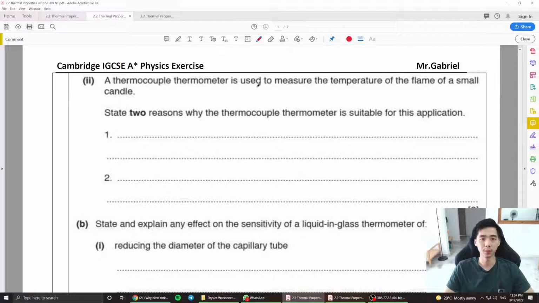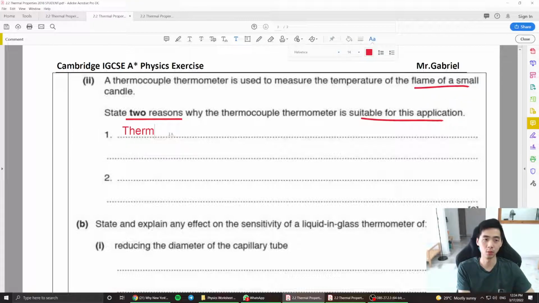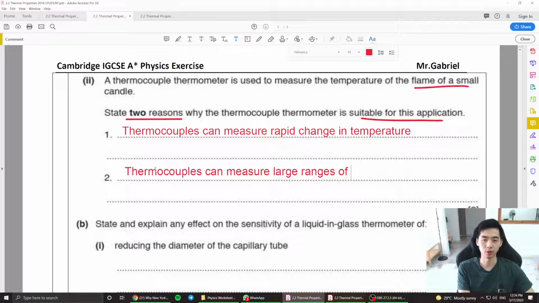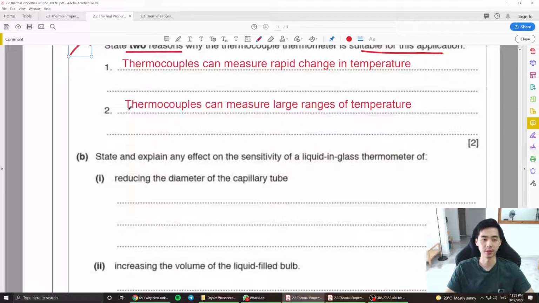A thermocouple thermometer is used to measure temperature of a flame of a small candle. State two reasons why thermocouple thermometers is suitable for this application. Now this here is basically asking about the advantage of a thermocouple. You're supposed to mention that thermocouples can measure rapid change in temperature. And also thermocouples can measure large ranges of temperature. These are always the two key advantages of a thermocouple. Very standard question with a very standard answer as well.